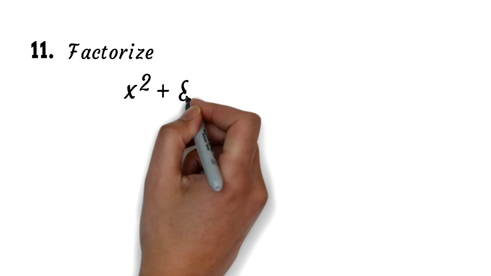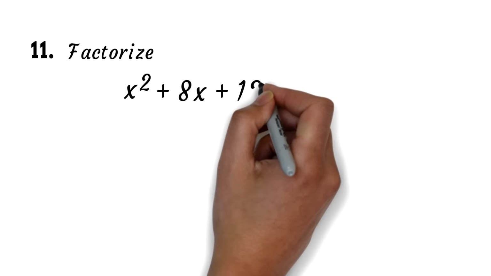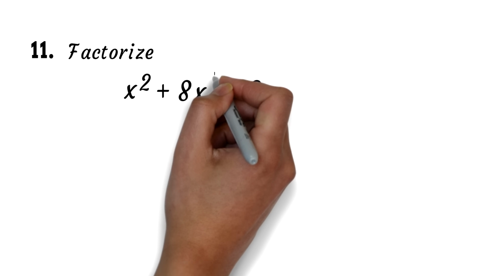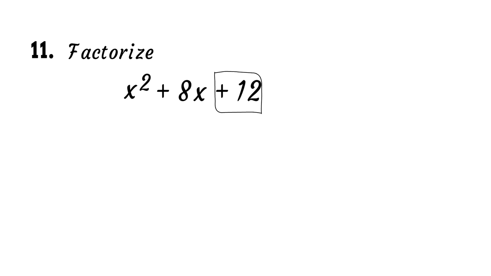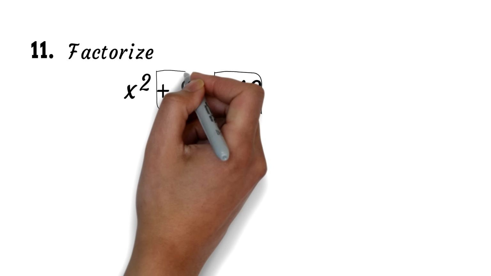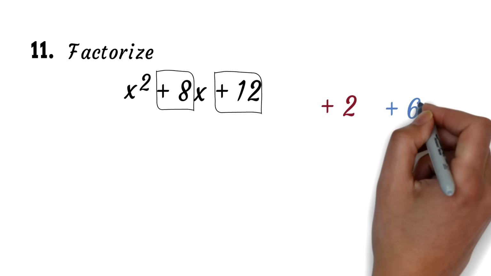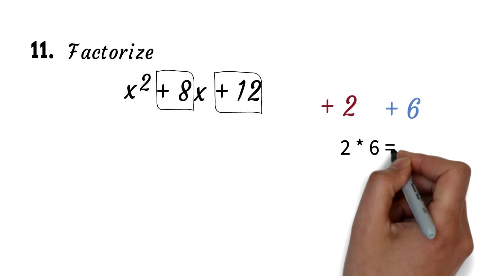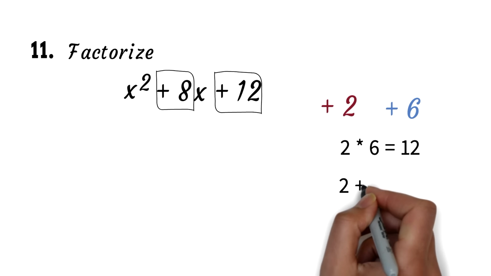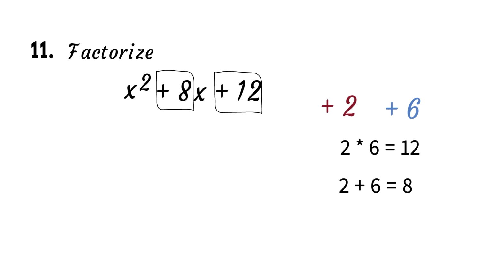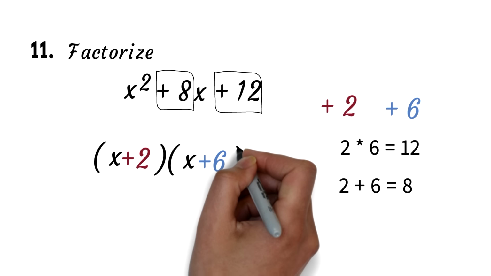We want to factorize x squared plus 8x plus 12. We will find two numbers that multiply to get the constant 12. The two numbers must also add to get the coefficient of the x, which is 8 here. The two numbers will be 2 and 6. 2 times 6 is 12, and 2 plus 6 is 8. So we will have x plus 2 and x plus 6 as our final answer.